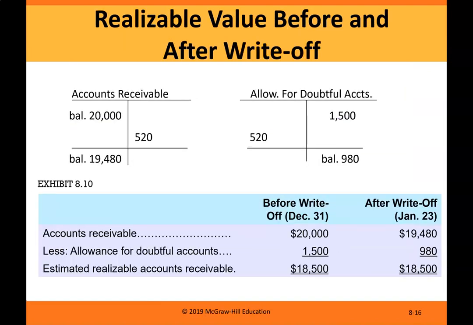Realizable value before and after write-off. Accounts receivable balance $19,480, allowance for doubtful accounts $980. Before write-off, December 31st, the estimated realizable accounts receivable is $18,500, and after write-off, January 23rd, the estimated realizable accounts receivable is $18,500.